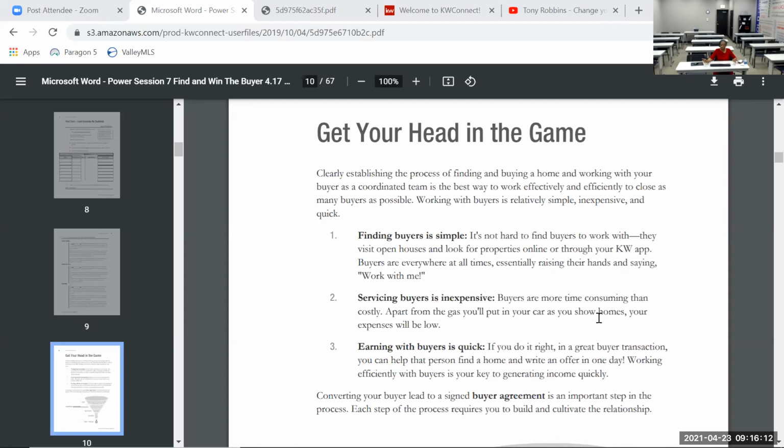Servicing buyers is inexpensive because you're not having to market, you're not having to do a lot of the things that you do when you have a listing. You're just going through the MLS looking for the home that fits their needs and taking them out to show them the home. So the most expensive thing you're paying for is your gas in your car to drive around, to preview homes and then driving them to see the homes. So apart from the gas you'll put in your car as you show homes, your expenses are very, very low.